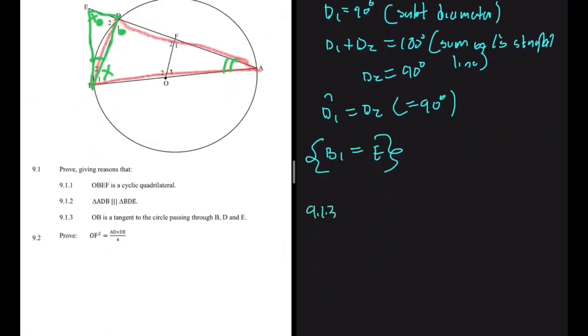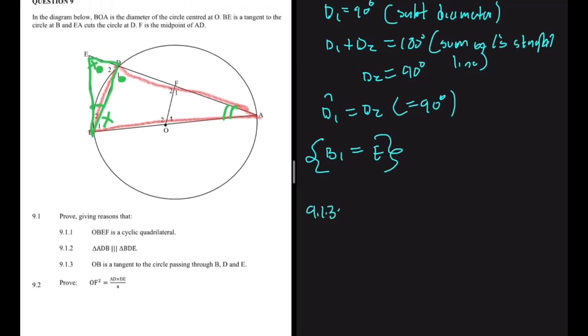So 9.1.3 is saying, let's prove, given reasons, that OB is a tangent to the circle passing through BDE. So let's construct that circle so that we can have clarity, right? So we want a circle passing through BDE. It's a circle that looks something like this. It's passing through B, it's passing through D, and then it should pass through E. So it's a circle like that, right? And now we have to prove that OB is a tangent.